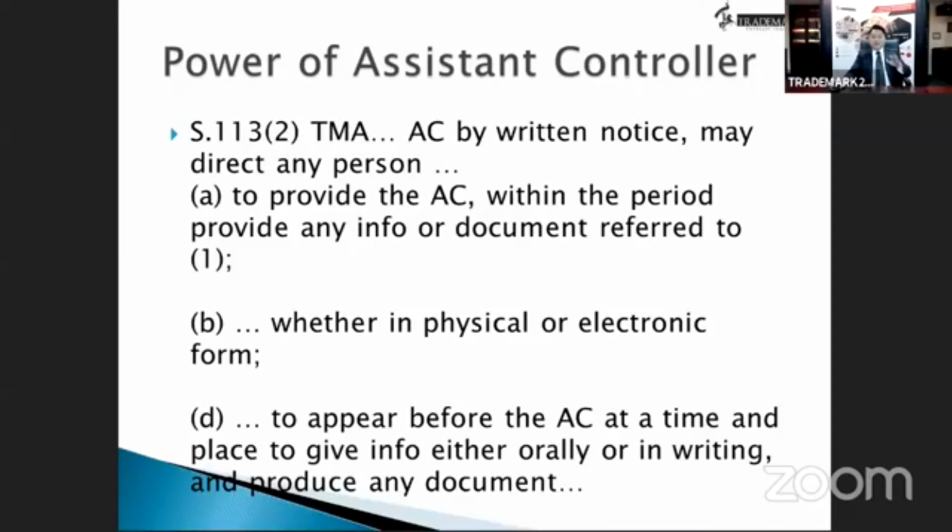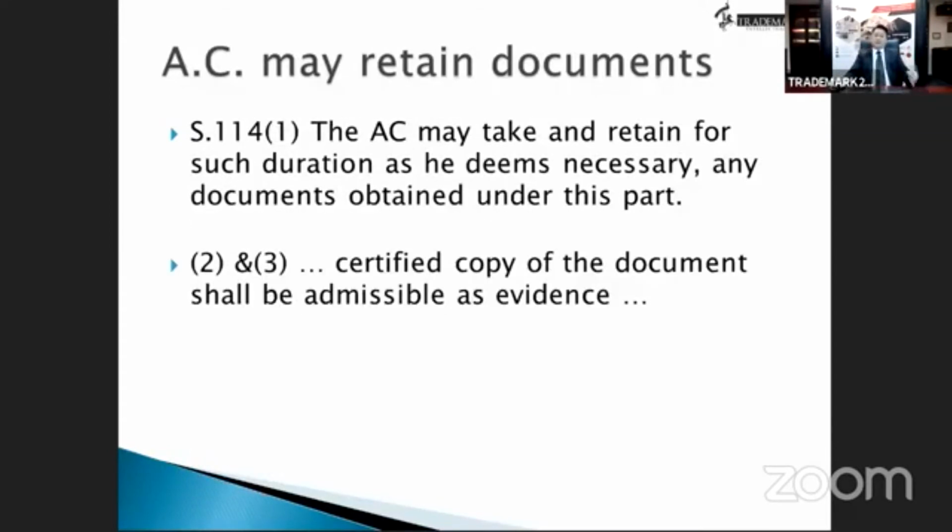I said already, he's like a police officer, right? So the AC may retain documents. He may retain any documents necessary during the investigation. Of course, he may also retain the certified copy of the documents, and it is admissible under the law as part of the evidence in the later court.